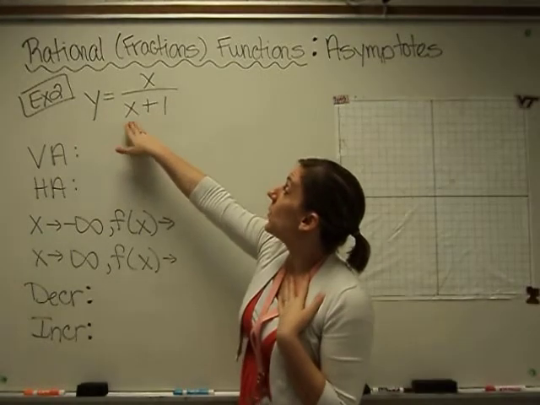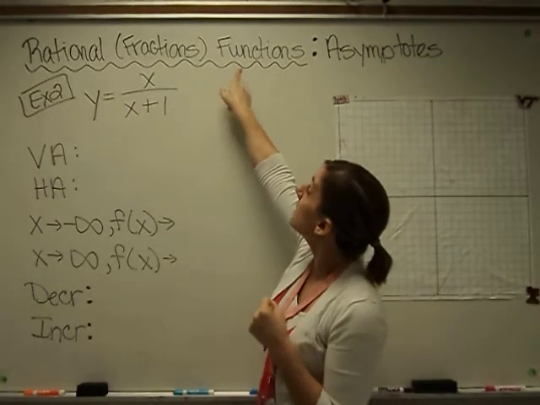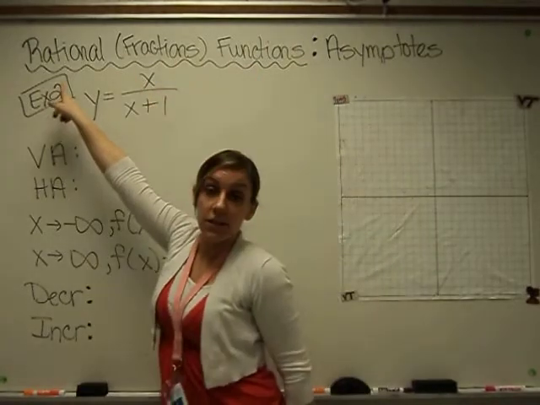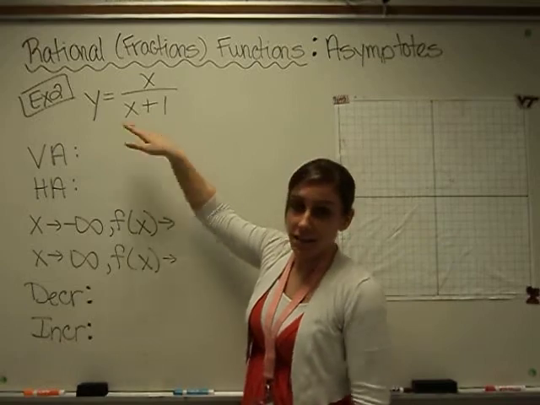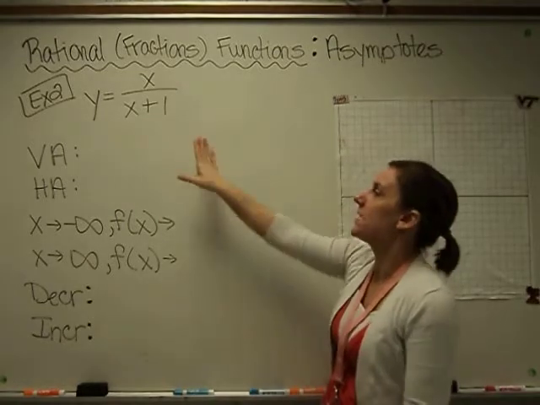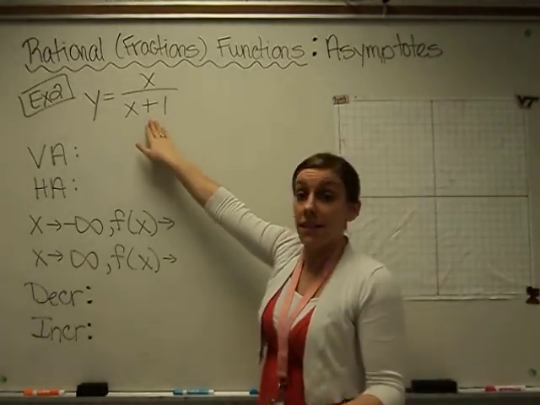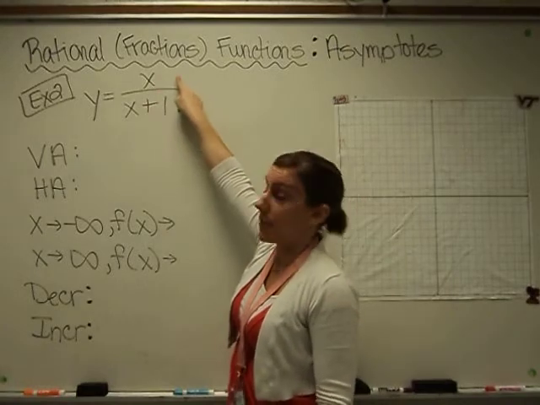Here's another example. If you notice, it's a fraction, and when we say fraction, or rational, we mean that the x is in the denominator. If there's not an x in the denominator, then it's something completely different. So there's an x at least in the denominator. In this case, it's in both, okay?